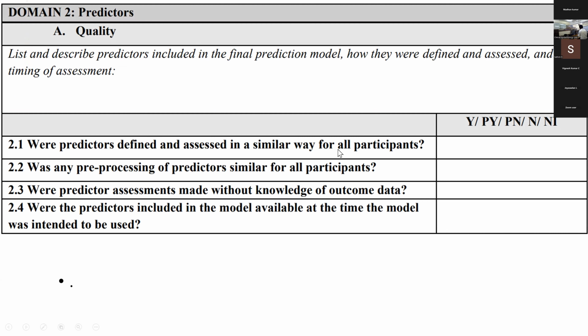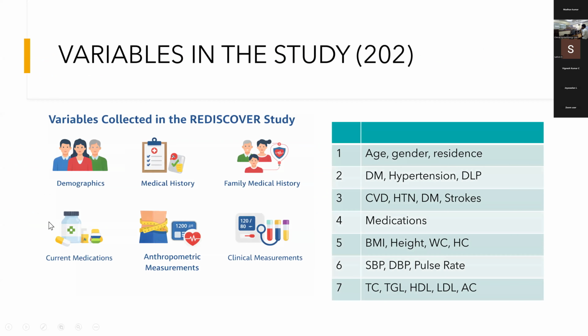So the second domain that we'll be assessing is in terms of predictors. The first step would be to list and describe each of the predictors included in the final prediction model, how they were defined and assessed, and when they were assessed. So what all variables were collected in the study? Variables are nothing but predictors which were collected prior to the machine learning algorithm being utilized.